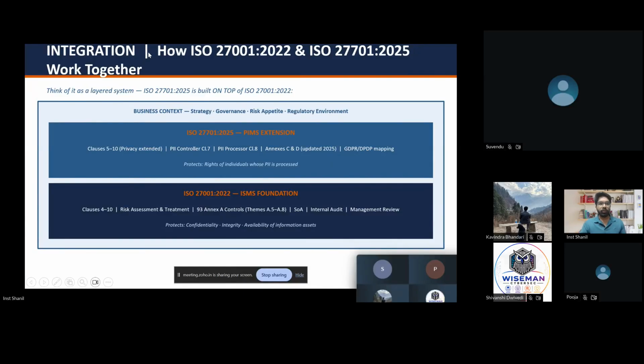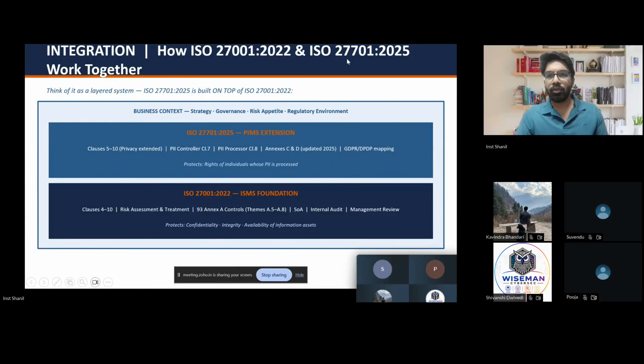Now we'll talk about integration, how ISO 27001 and 27701 work together. It's a layered system. The privacy information management system is built on top of the standard ISO 27001. So 27001 is the detailed standard, and then we have a few additional clauses. Any organization which wants to be secure about their privacy tops it up with ISO 27701. Otherwise, in common, organizations just go with ISO 27001, not with 27701.